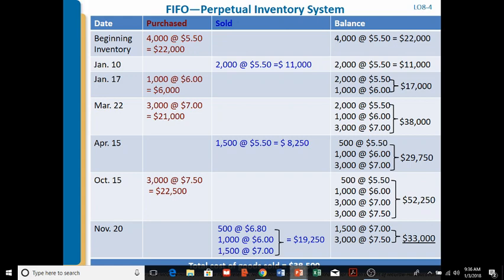You come up with the same results here in a perpetual inventory system if you're using FIFO. Your ending inventory balance is still 33,000. Your cost of goods sold is 38,500. Okay, so same results whether you have a perpetual or periodic inventory system when you use the FIFO inventory cost flow assumption.